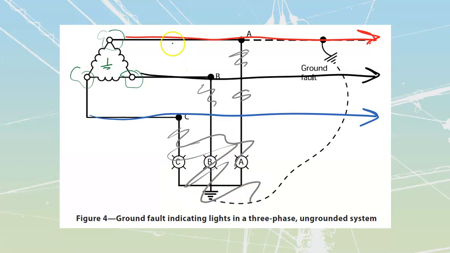But if I ended up with a ground fault right over here, it is not going to do anything to the system because there's no place for that current to flow back to. And there's no other connection to this floating ground that we have inside of the system.